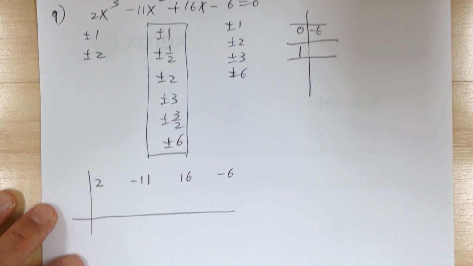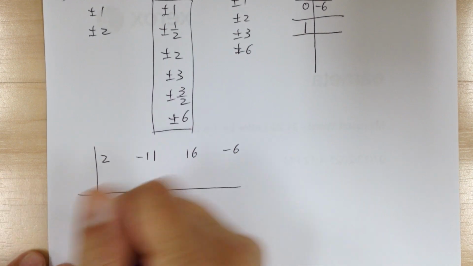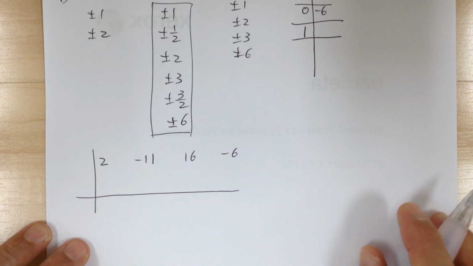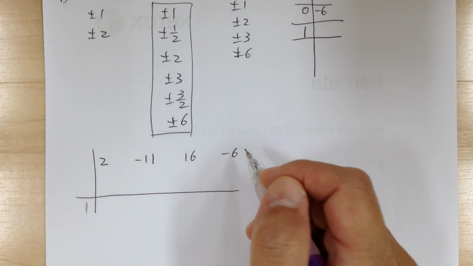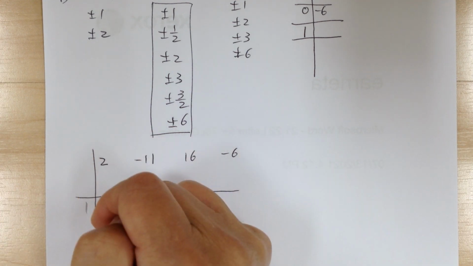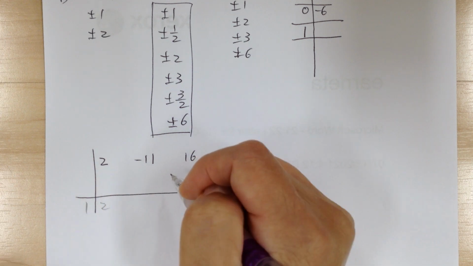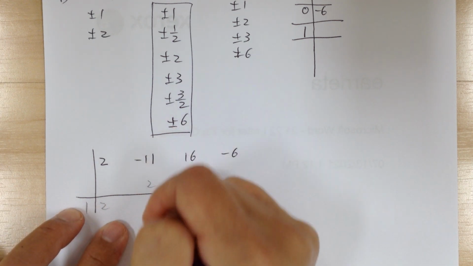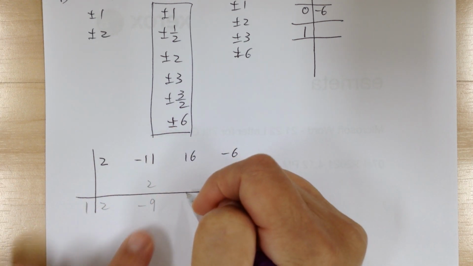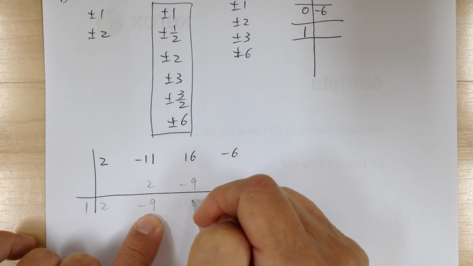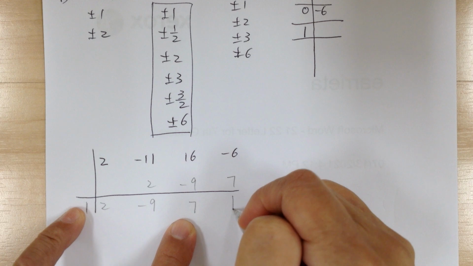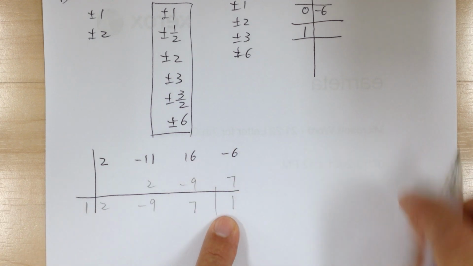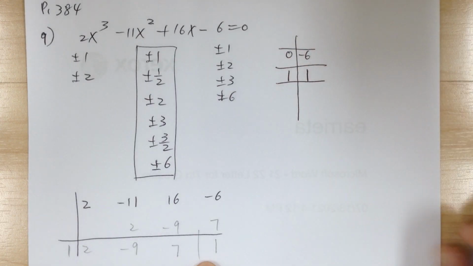And I'm going to switch over to the pencil, so that way I don't keep doing this over and over, right? So I'm going to try 1. I drop the number, multiply, add, multiply, add, multiply, add. So I'm pretty close. So when I try 1, I get 1.